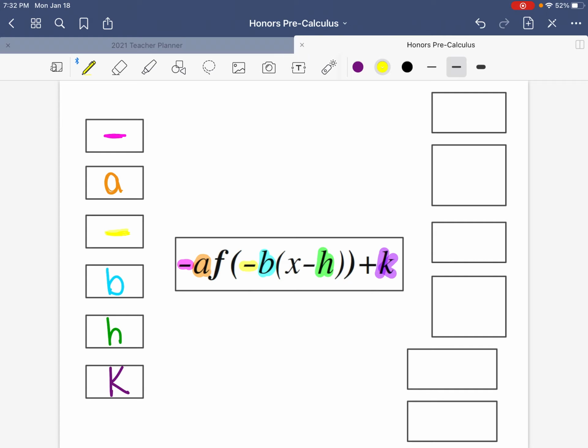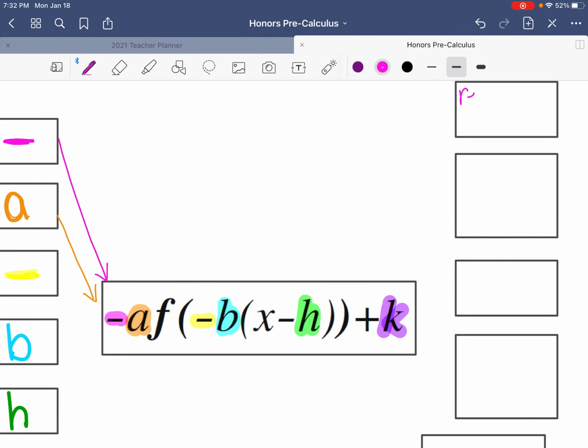So when I'm looking at the problem, I'm going to talk about order in just a little bit, but we're going to just start at the very beginning, and we're going to look at our first value. So that negative in front. Now, the negative in front or the a in front are equal in value as far as it doesn't matter which one comes first when you're stating them, but it does matter that they are separate. So the negative in front is going to tell me that I am going to have a reflection, and that reflection is going to be over the x-axis.